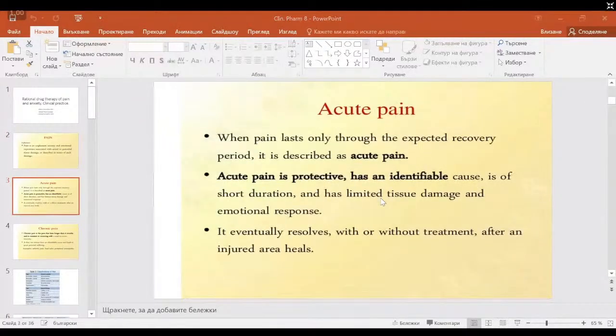What is acute pain? So pain can be acute or chronic, and again, according to the different definitions, the period when we say the pain is acute and when we say it is chronic is a little bit different. Acute pain is usually, of course, of a shorter duration. It's something protective and usually has an identifiable cause, and it has most of the time limited tissue damage or emotional response, unlike the chronic pain. It eventually resolves with or without treatment after the injured area heals.